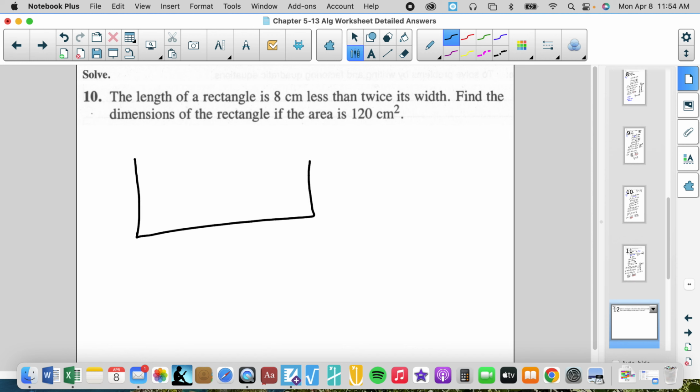The length of a rectangle is 8 centimeters less than twice its width. So we have a rectangle. The length is 8 centimeters less than twice its width. So twice the width minus 8. The width is the width. Find the dimensions of the rectangle if the area equals 120.